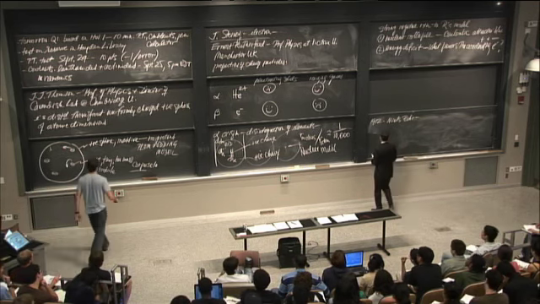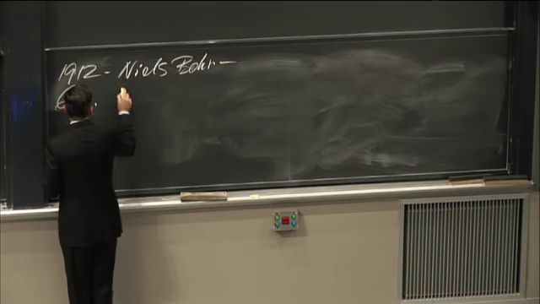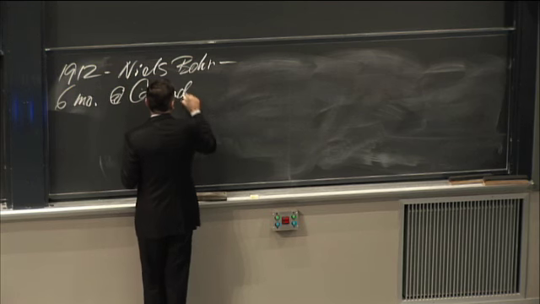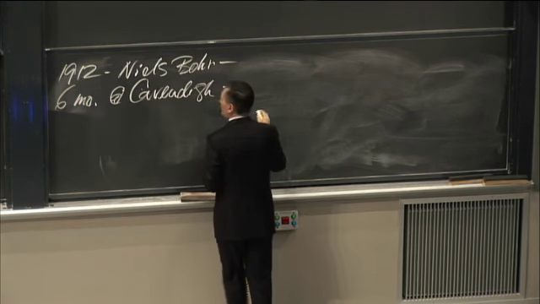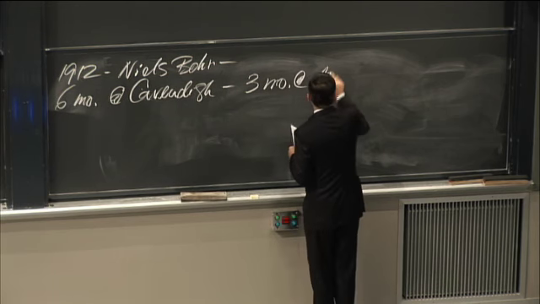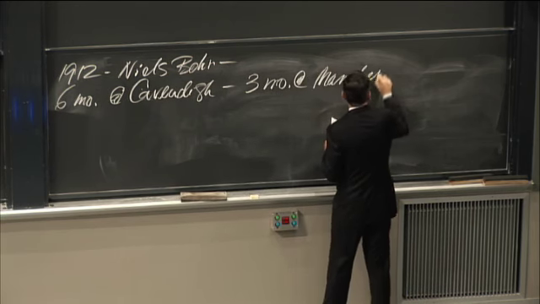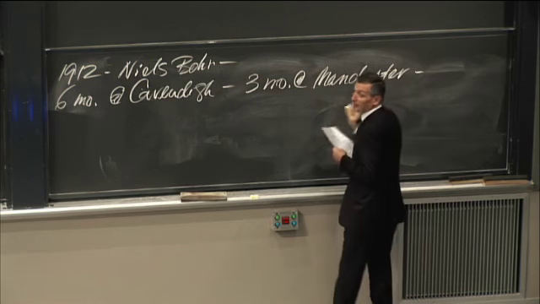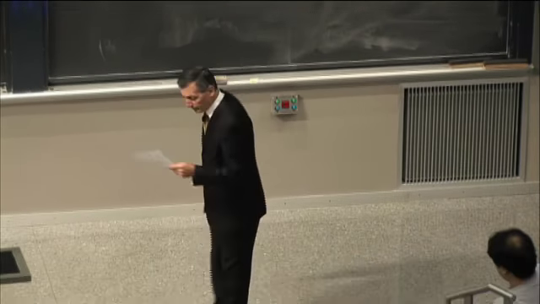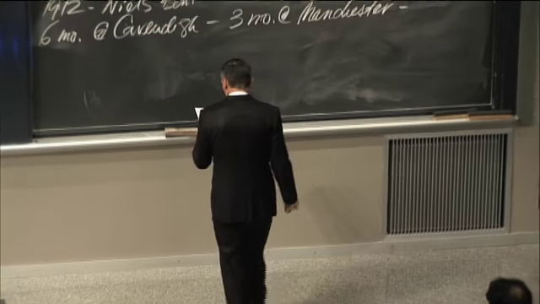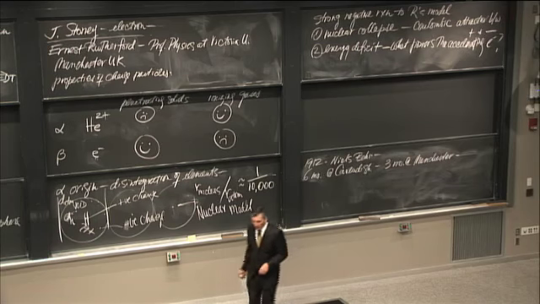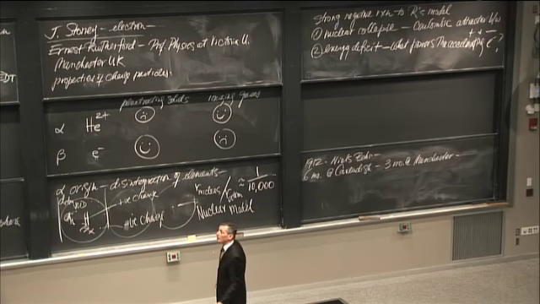So he goes and spends 6 months at the Cavendish lab with J.J., and then he goes up to Manchester and spends 3 months there with Rutherford. Why didn't he spend 6 months? Because he got a job offer and went back to Copenhagen to start his teaching duties. And what he did is he developed a quantitative model for us.